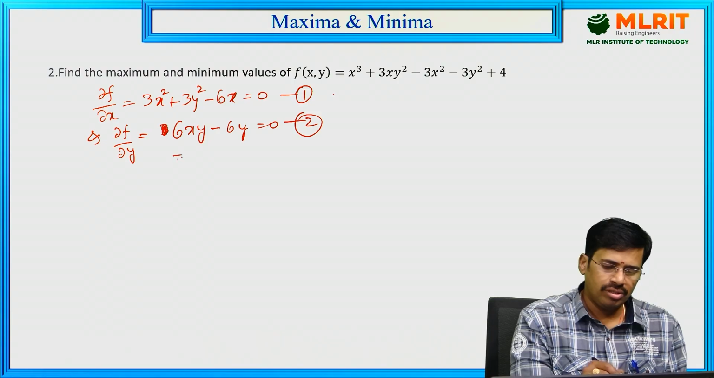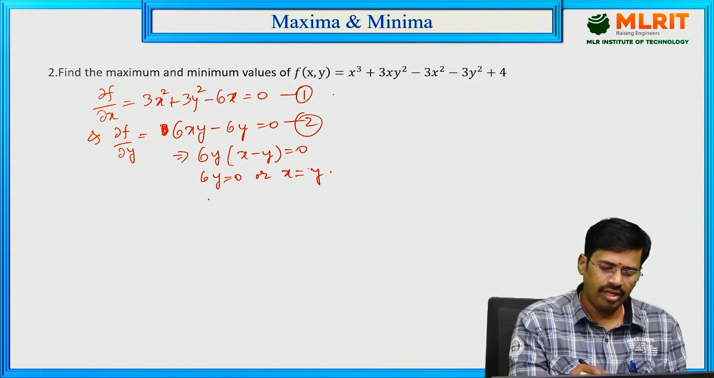From this, if you take 6y common, (x minus 1) equal to 0. So either 6y equal to 0 or x minus 1 equal to 0. So y equal to 0 or x equal to 1.